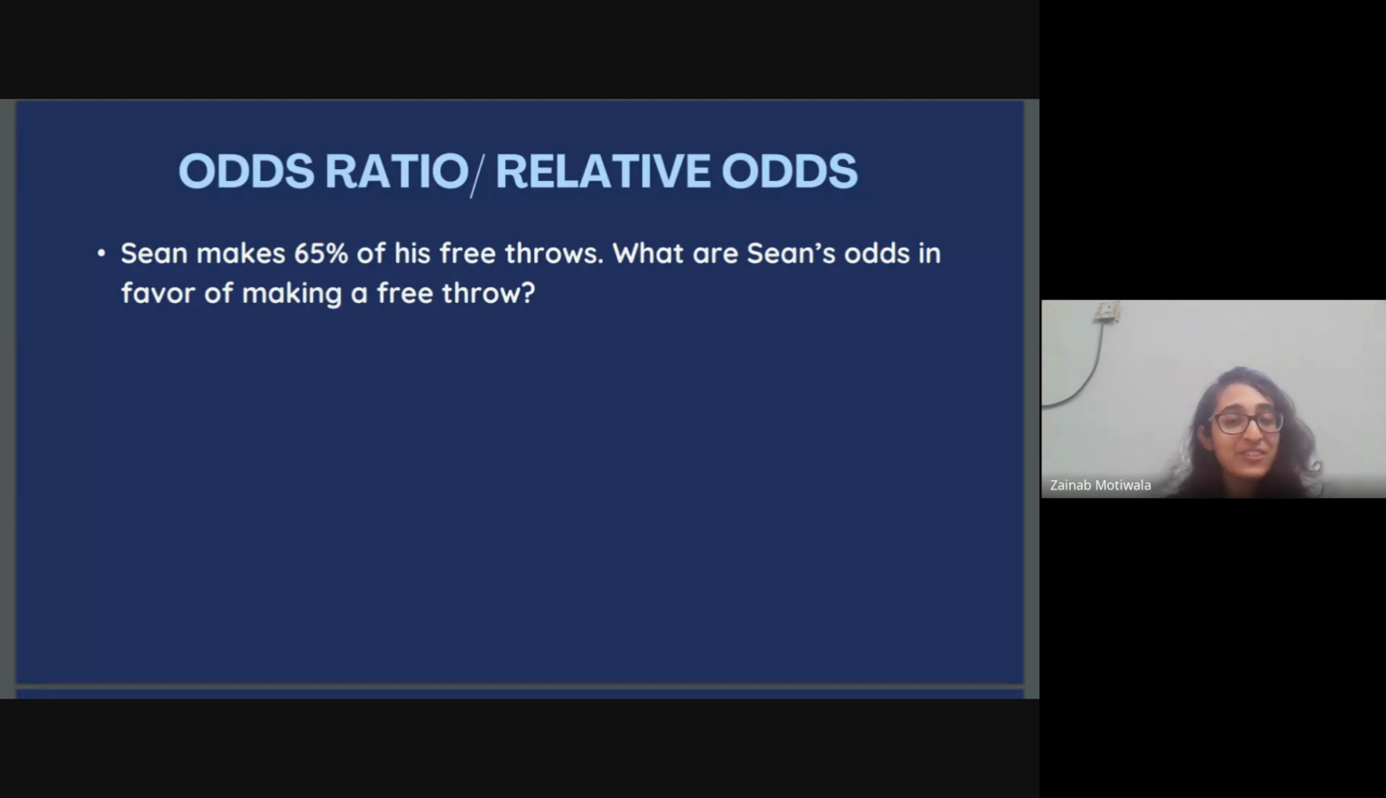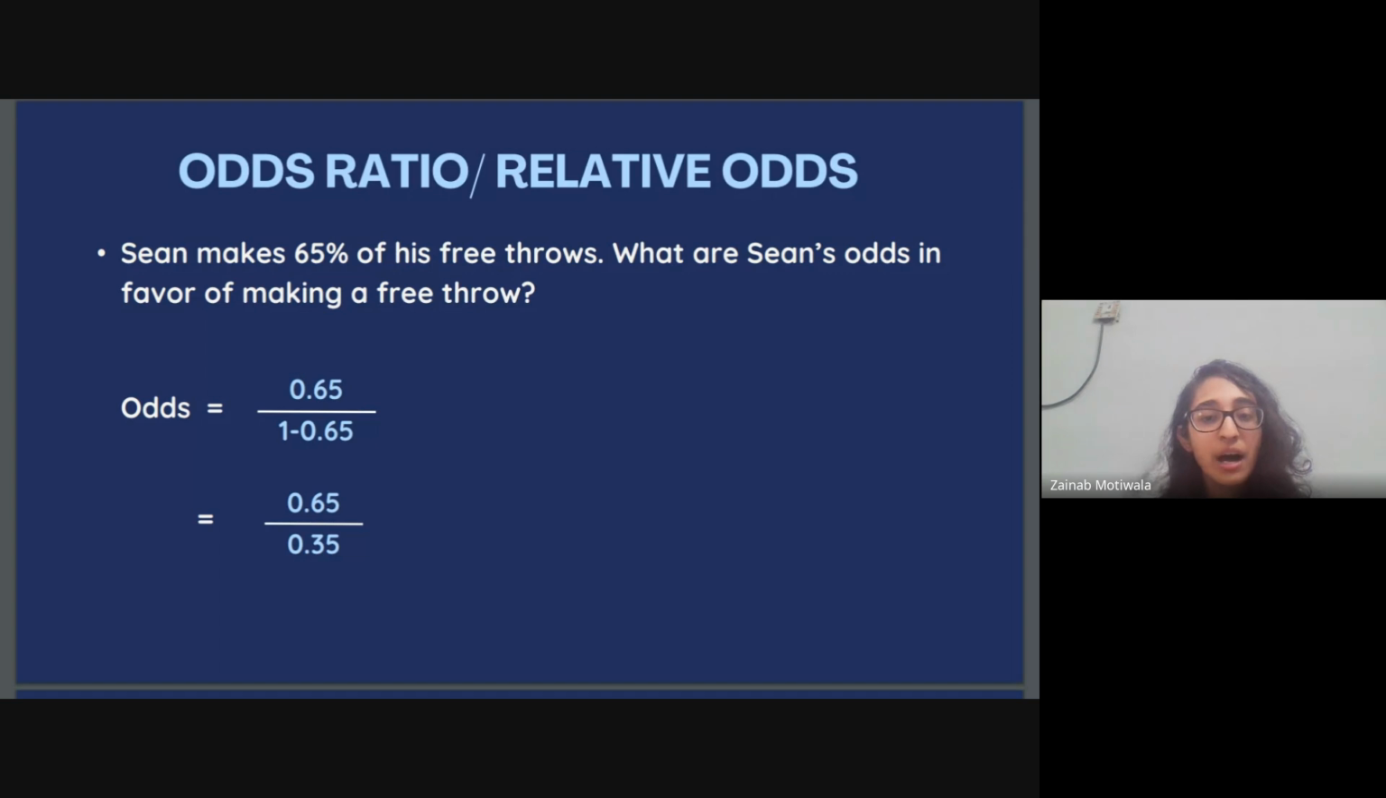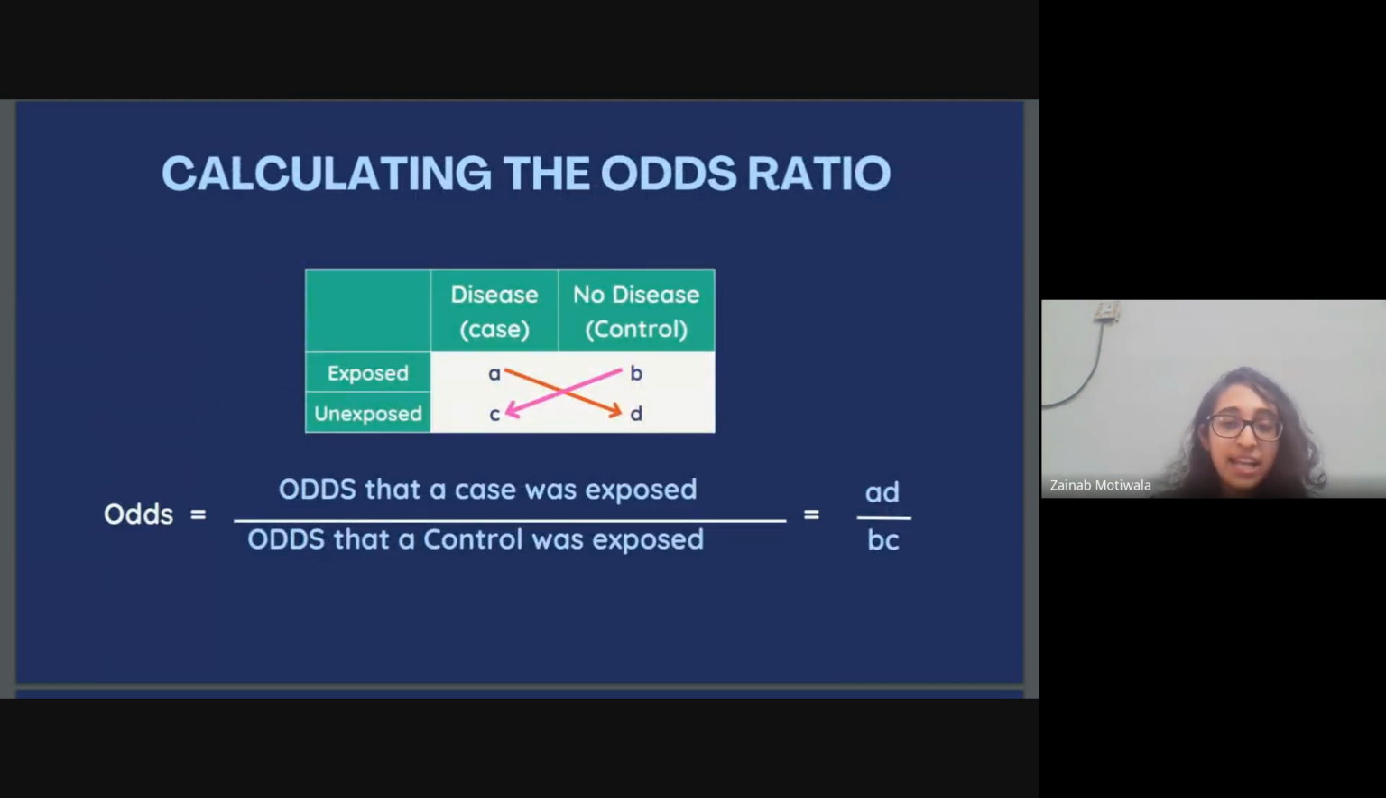So as you all have mentioned, it is 0.65 divided by 0.35. That is 1 minus the amount of free throws that are possible. And that's the odds, or the relative odds. Now coming to how we can actually apply this in our own scenario. So we have a table made where we have disease versus no disease versus exposed and unexposed groups.